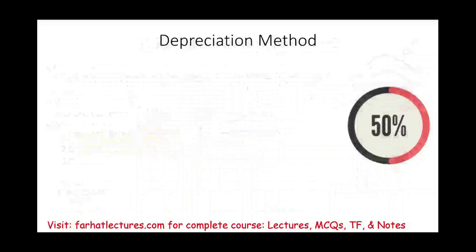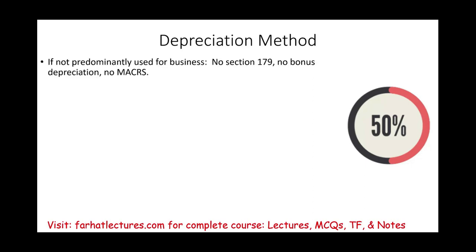How do we depreciate personal property? Well, it all depends on the usage of that personal property. If the personal property is not mainly, predominantly used for business, we have this term. If it's not, we cannot take Section 179. We cannot take bonus depreciation. We cannot use MACRS. Those are the three methods that we use for tax purposes.